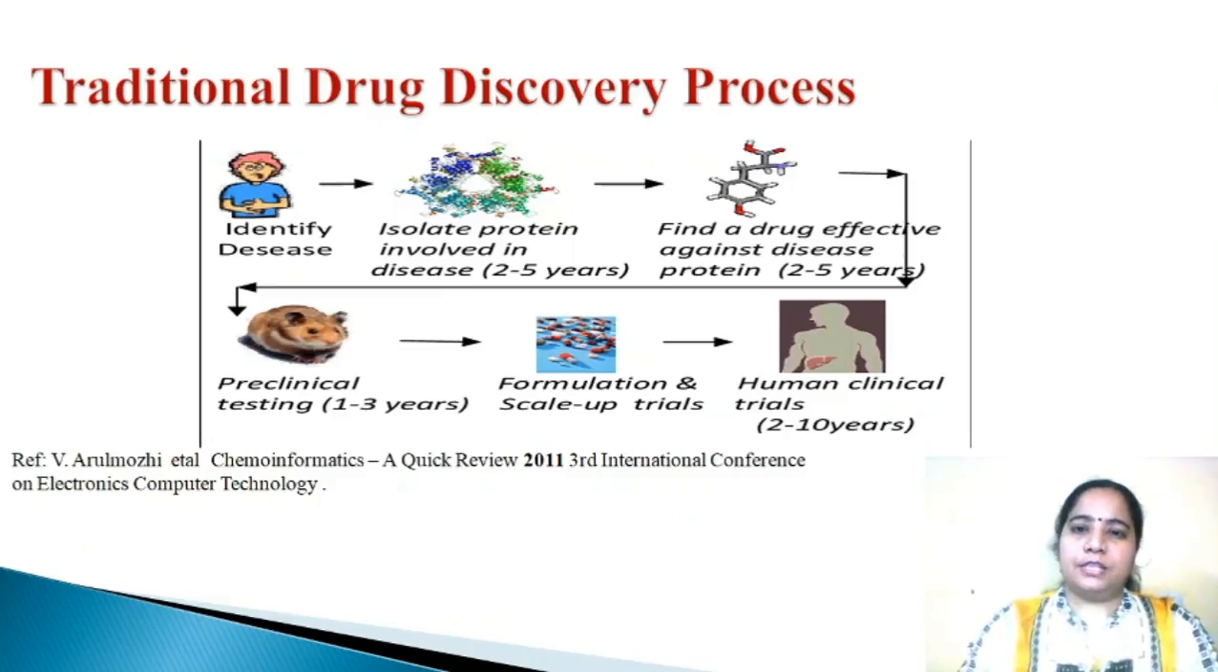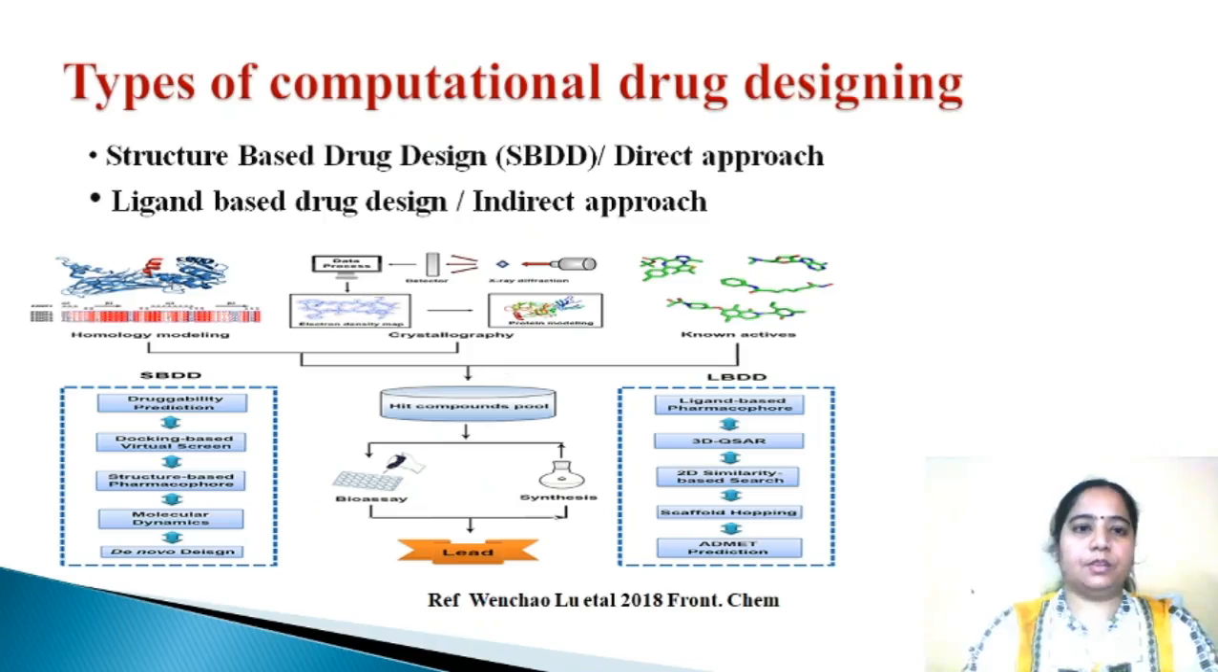This process is then continued with the preclinical testing which involves 1 to 3 years of hard work. Depending upon the preclinical trials, the results are formulated and then finally the clinical trials are done on humans, which overall takes a whole process of 14 to 15 years of hard work.